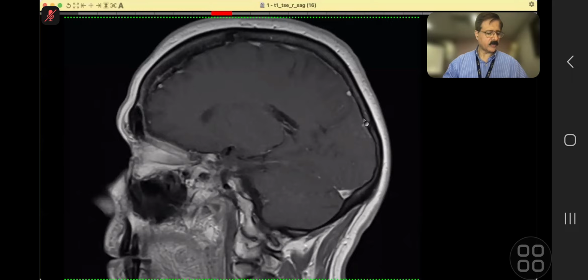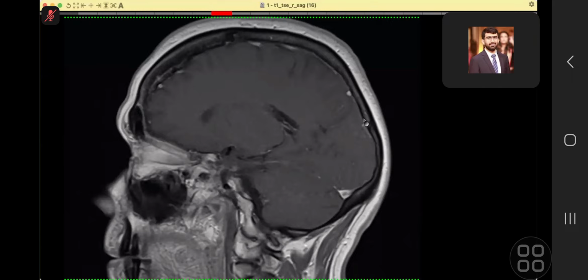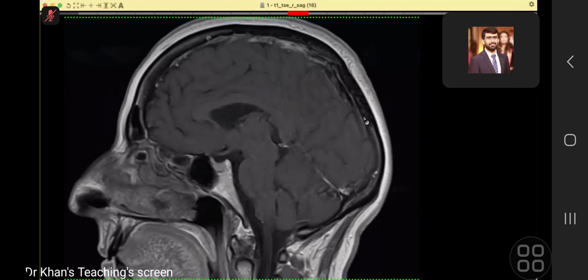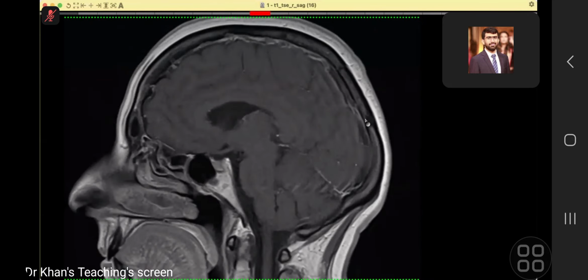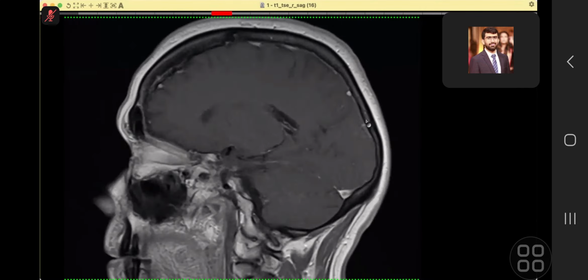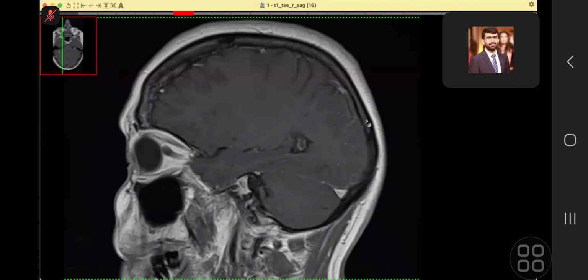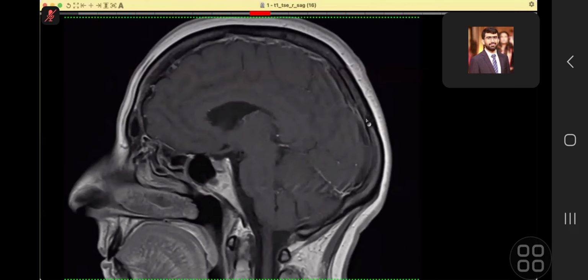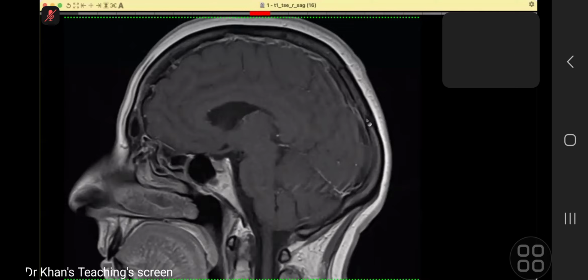And what is the other differential? Other differential can be posterior reversible encephalopathy syndrome, because it is normal on the DWI weighted images and there are T2 hyperintense signals in the occipital lobe. Okay, we stop there.